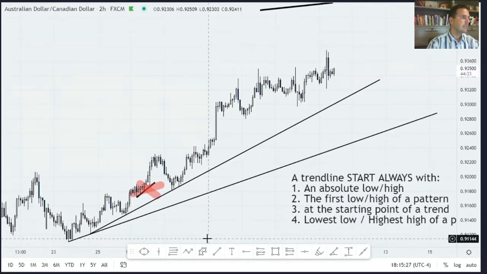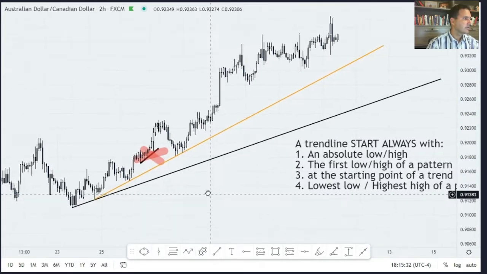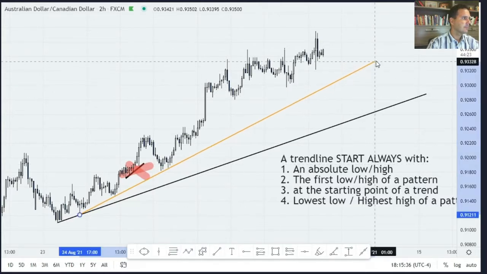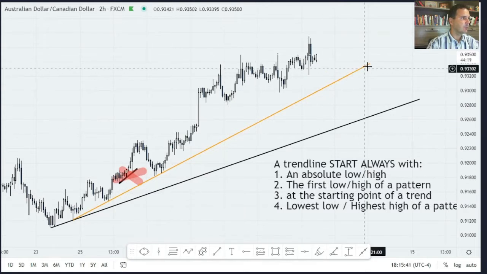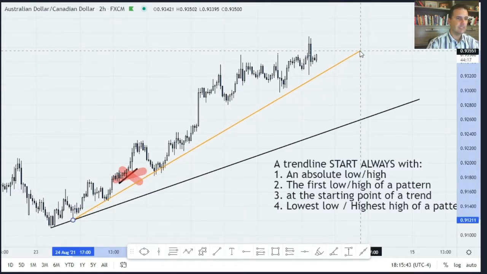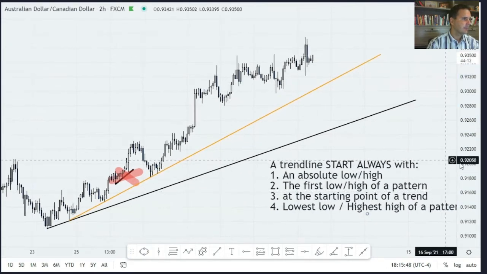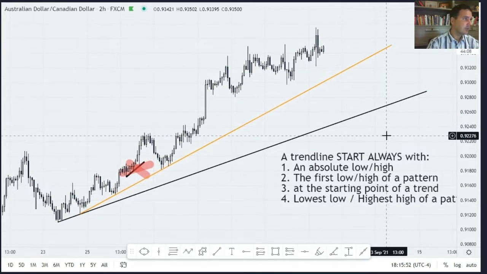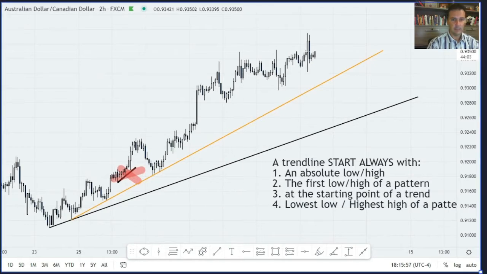Okay, now let's change colors. If the black one is long term, what is the orange one? Yes, it can touch the wick, but you should not break the wicks like this. This would be a mistake. Don't break wicks, everybody. In this course, we are saying don't break the wicks.